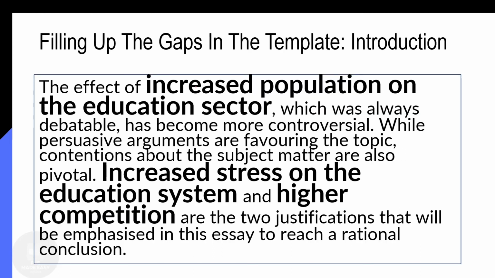Now the template says the importance of effect of, as it is increased population, so I'm just using effect of. The effect of increased population on the education sector, which was always debatable, has become more controversial. While persuasive arguments are favoring the topic, contentions about the subject matter are also pivotal. Increased stress on the education system and higher competition are the two justifications that will be emphasized in this essay to reach a rational conclusion.